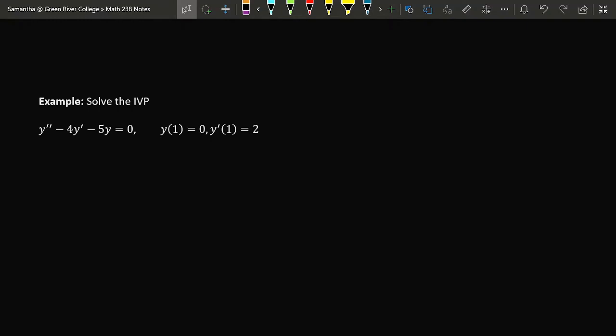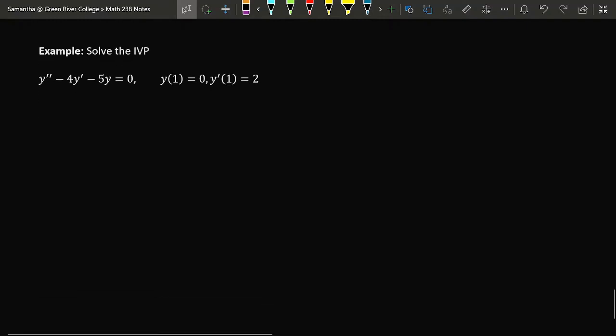So solve the initial value problem y double prime plus 4y prime minus 5y equals 0, where we require that y of 1 is 0 and y prime of 1 is 2. So, as usual, we guess an equation of the form y equals e to the rx.